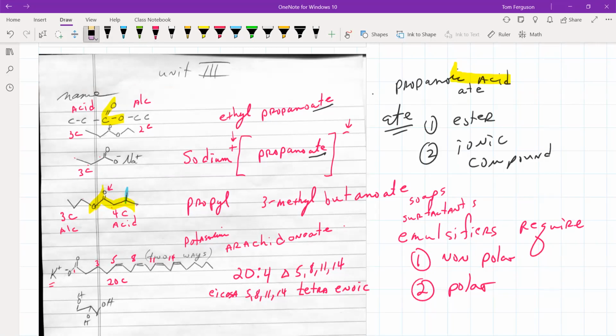Actually, it wouldn't be enoic, it would be potassium icosa 5, 8, 11, 14 tetraenoate. Or a tongue twister. And then if it's the acid, instead of the ate it'd be oic.